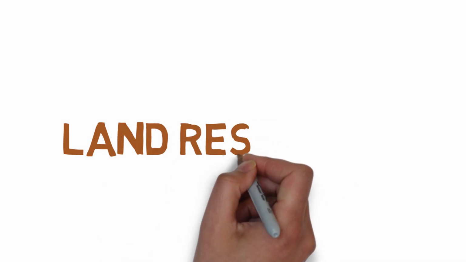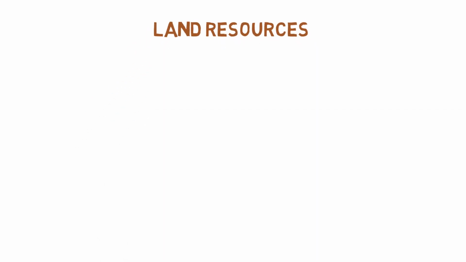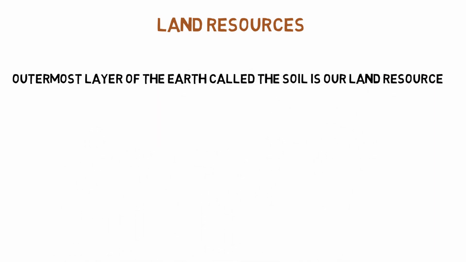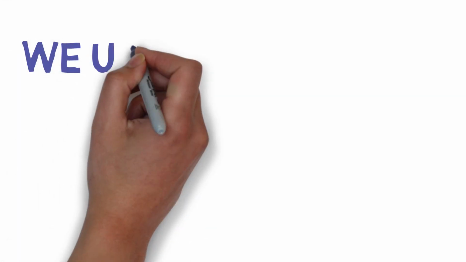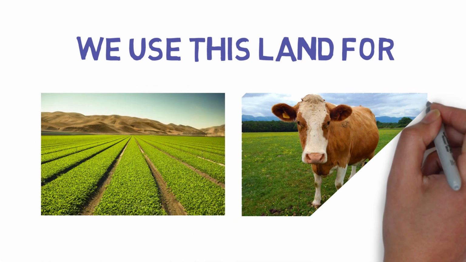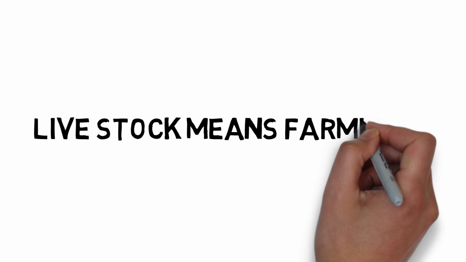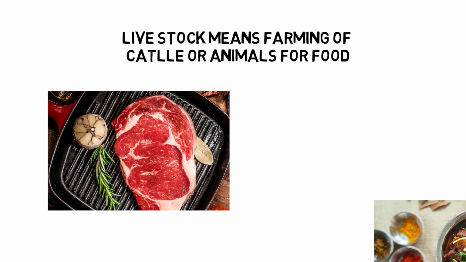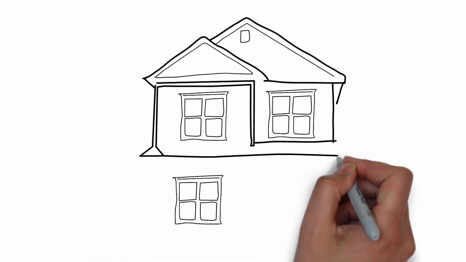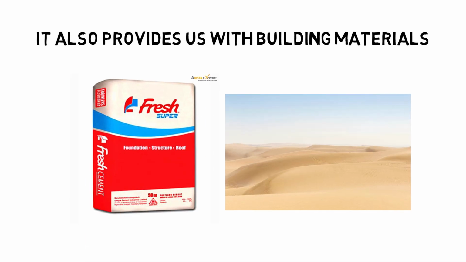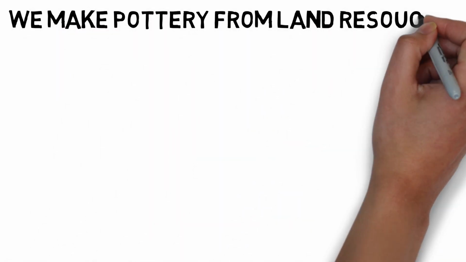Now we are going to discuss about the land resources. In chapter 3, we know that the outermost layer of the earth is called the soil, that is our land resource. We use this land resource, that means soil, for mainly growing crops and farming the livestock. Livestock means farming of cattle or animals for food. We build our houses also on land. That soil or land also provides us building materials like cement, sand, etc. And we can make potteries from this land resource.